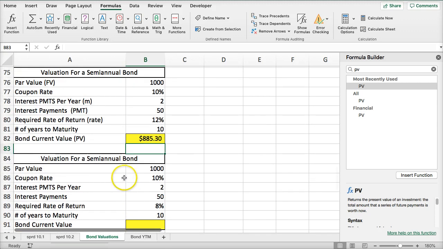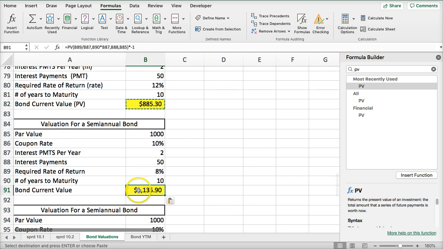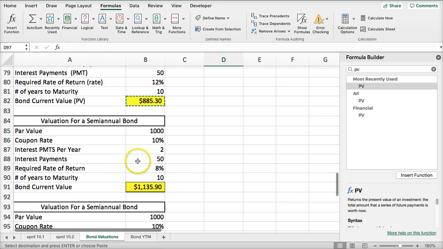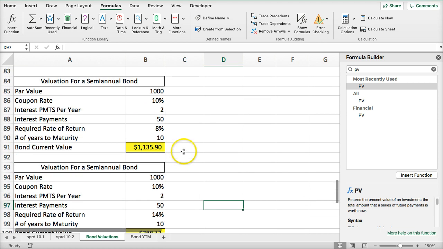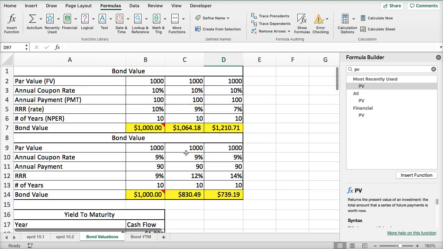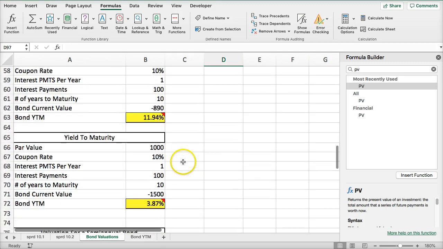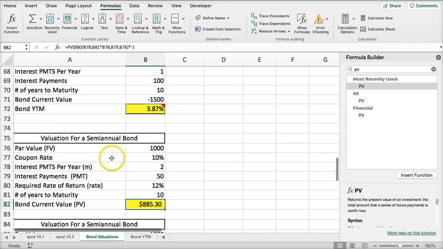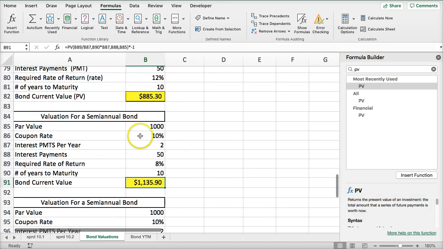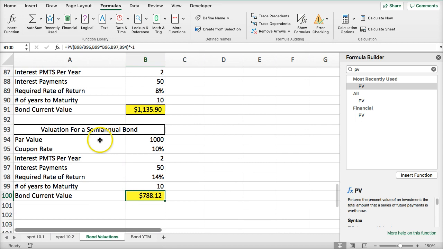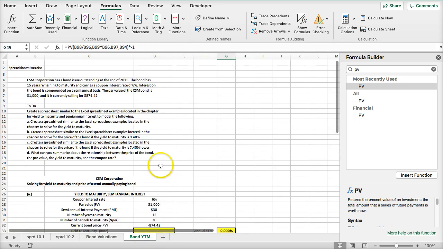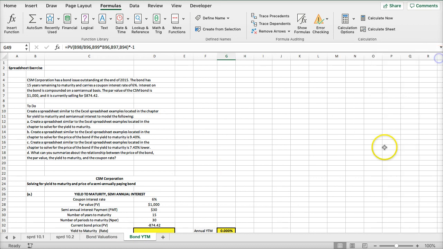So try that on these two examples here by yourself. Pause the video, try it. When you come back, I'll have the answers posted. Okay, so this would be, I'm just double checking everything. So yeah, these would be the remaining answers for the current value of the bond based on these inputs for a semi-annual bond. Okay, so that's simple enough. So the last example is sort of a problem.